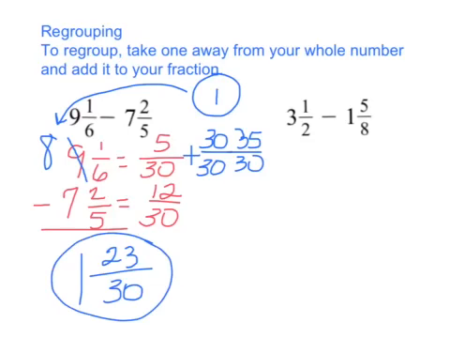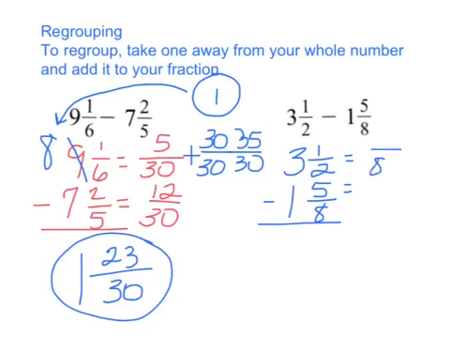Let's try this last one. So again, I'm going to rewrite this vertically. And now I need to get a common denominator. A common denominator I can use here is 8. So I'm going to leave the second one alone and leave it a 5. 2 times 4 is 8. So I'm going to do 1 times 4 and get 4.